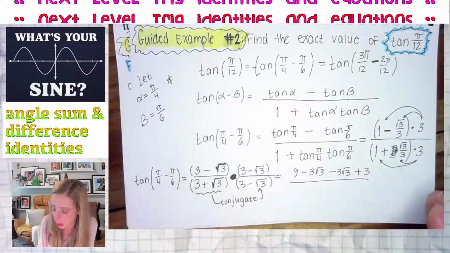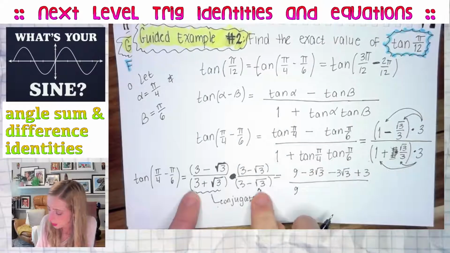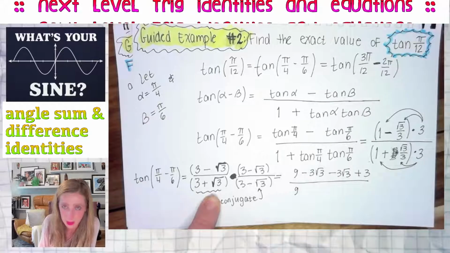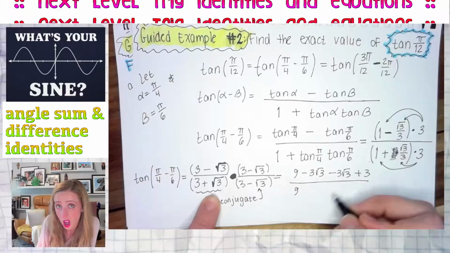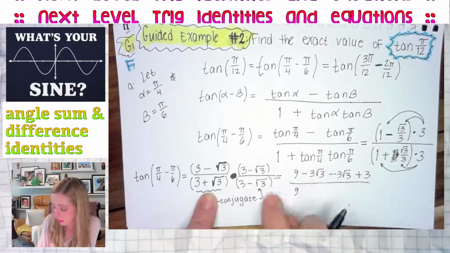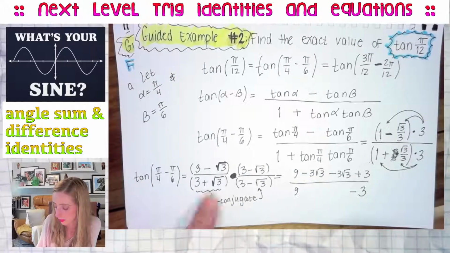Bottom is very similar, denominator. But first times first is still 9. Outer and inner are 3 root 3 and 3 root 3, but one's positive and one's negative. So what happens? They're gone. No radicals, yay. And then root 3 times root 3 is going to be minus 3 though, because we have a negative and a positive. Now I'm going to clean up.